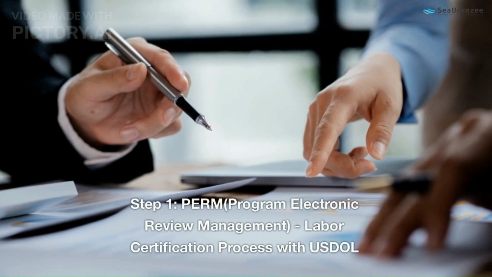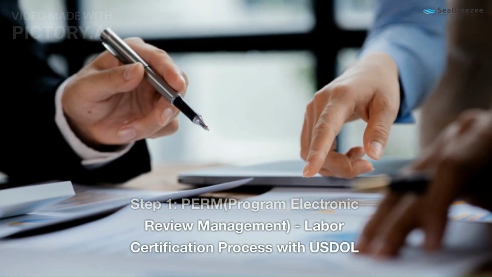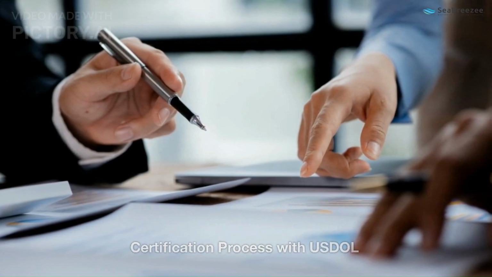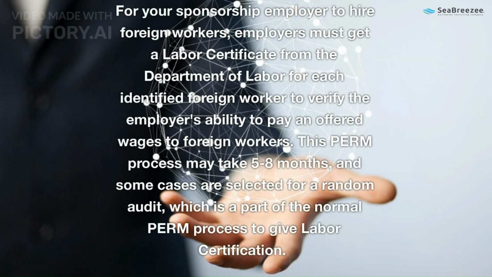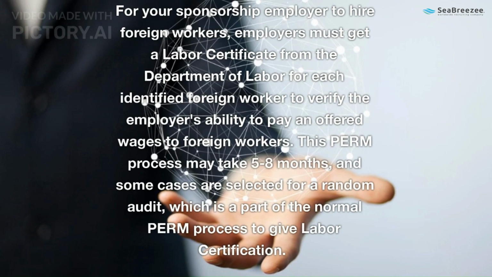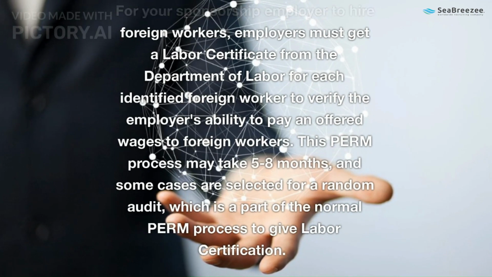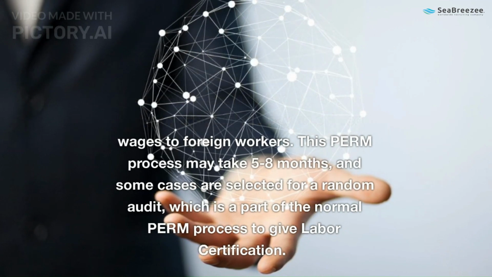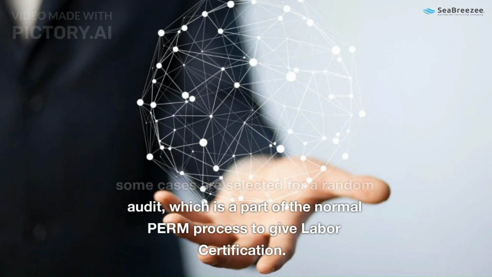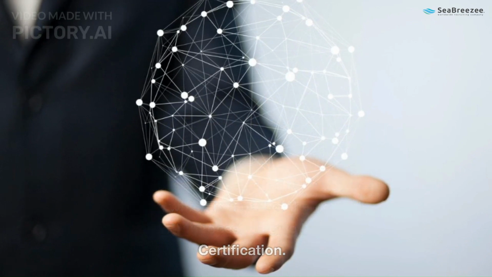Step 1. PERM, Program Electronic Review Management, Labor Certification Process with USDOL. For your sponsorship employer to hire foreign workers, employers must get a labor certificate from the Department of Labor for each identified foreign worker to verify the employer's ability to pay the offered wages to foreign workers. This PERM process may take 5 to 8 months, and some cases are selected for a random audit, which is a part of the normal PERM process to give labor certification.